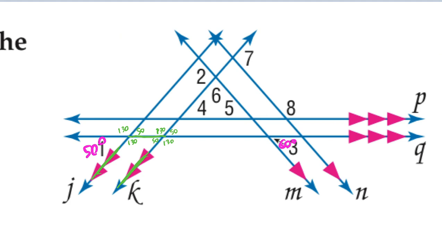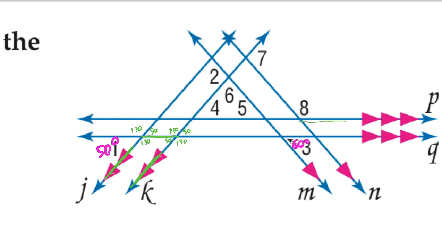Okay, and then we go over to the other one. Oh, wait a second. These are parallel too. So along the same intersection, this is the same up here. So I'm going to go ahead and do that. Okay, so this is 50. And then we have the same intersection here. So 50, 130, 50, 130. Same thing parallel. So this is 50, 130, 130, 50.